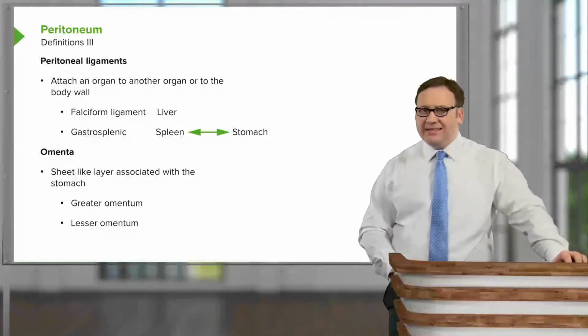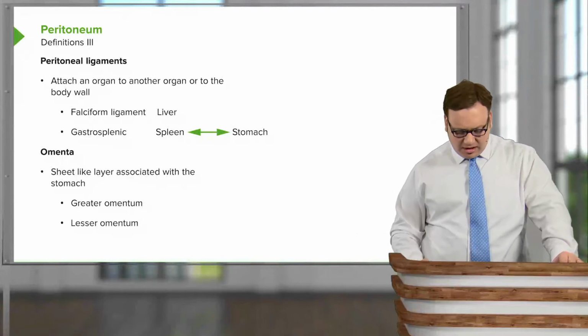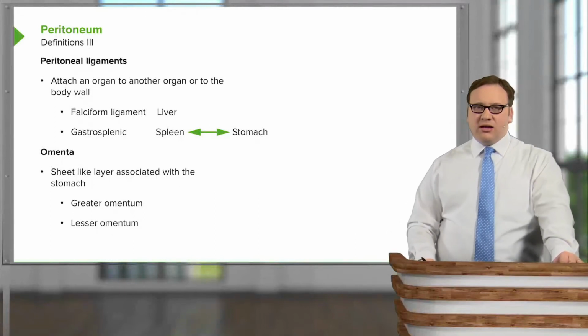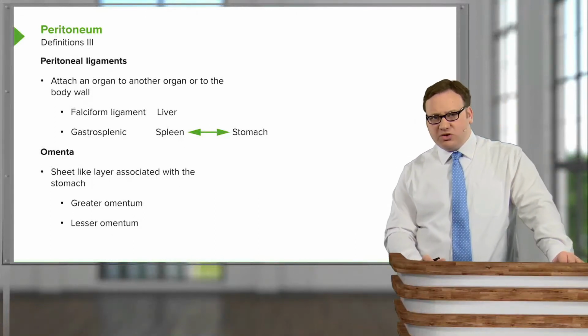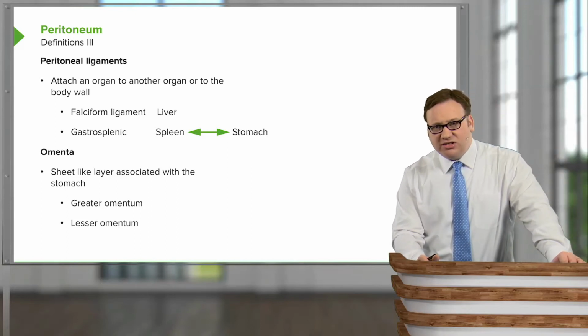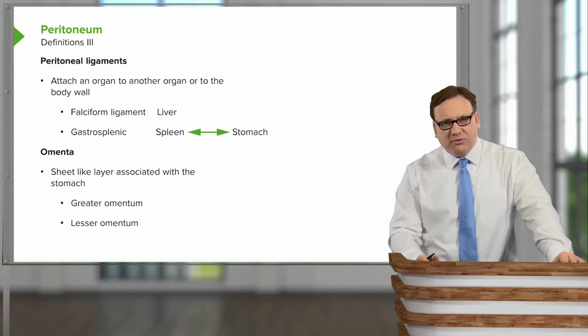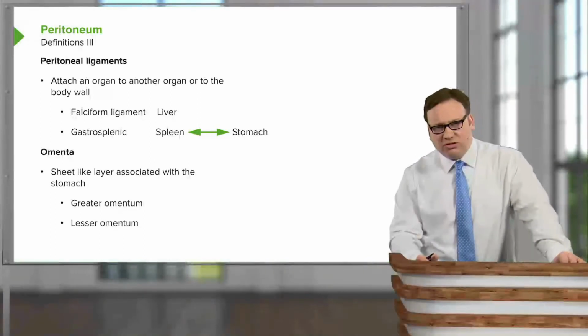We also have an omentum. Now, a greater omentum and a lesser omentum are associated with the stomach. And we've seen these before. We saw the greater omentum dangling down from the stomach, and then it attaches to the transverse colon. We'll look at that in the next few slides. And we've spoken about the lesser omentum before as well, connecting the lesser curvature of the stomach to the liver.